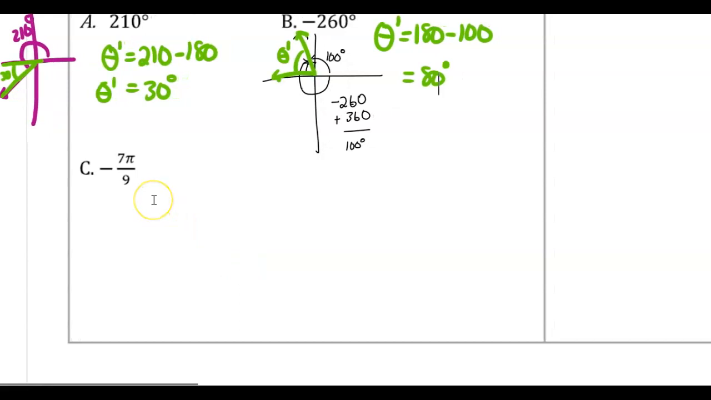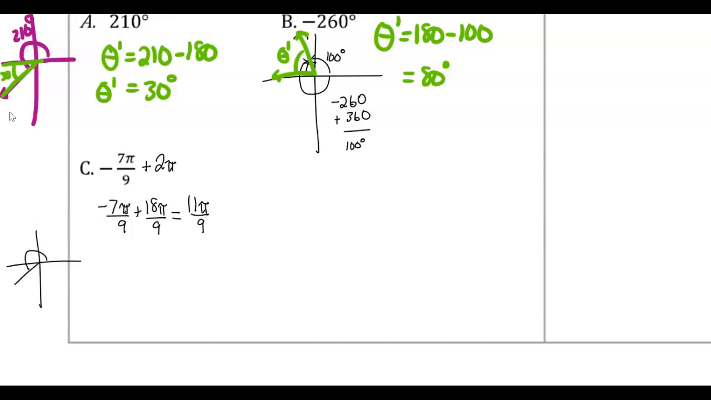All right, this one's in radians. So when we think about where this is, it's negative. So right off the bat, I'm going to add 2 pi. Remember, you can add 360 or 2 pi as much as you want. So if I add 2 pi, that is the same as adding 18 pi over 9. That's the equivalent of 2 pi. I just did common denominators. Okay, so if I do that, I get 11 pi over 9. If you think about that, it's a little past pi, because pi would be 9 pi over 9. So it's happening over here, somewhere in quadrant 3.